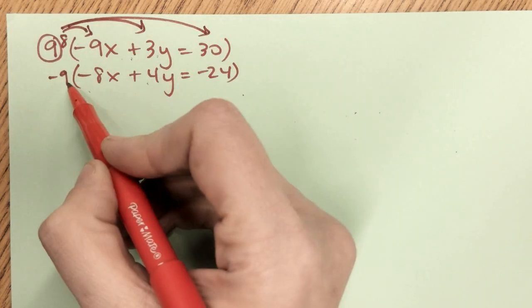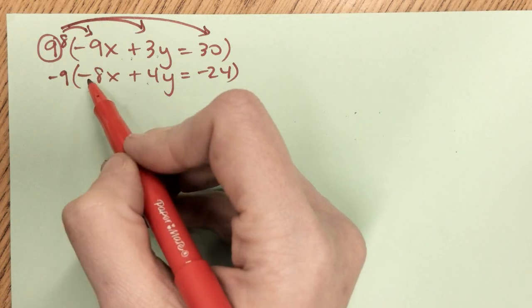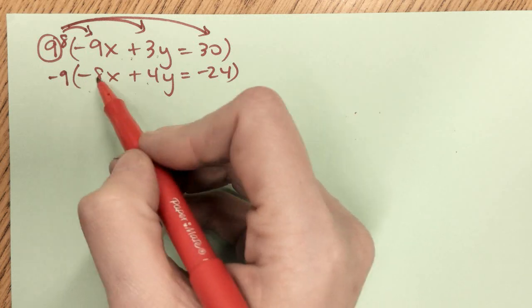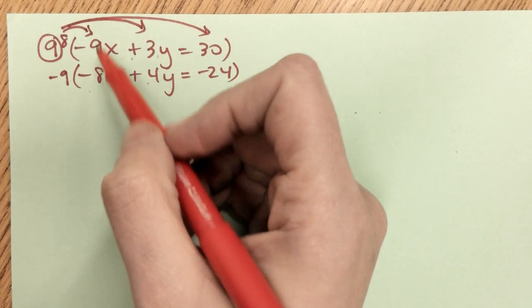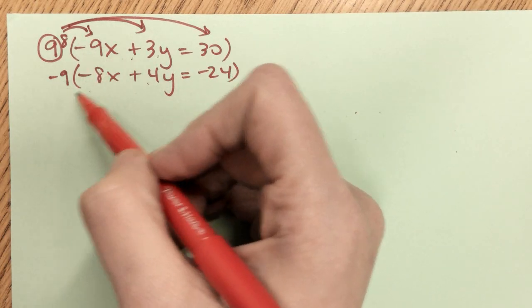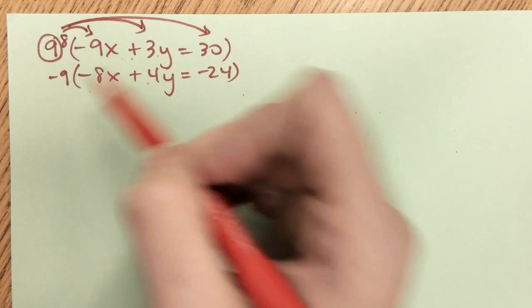Does everybody know why I did negative 9? Since these have the same sign, I need to multiply by a negative to flip one of the signs. Up until now, we've been trying to make one of them negative, but since these are both negative, I need to multiply by a negative to make one of them positive.